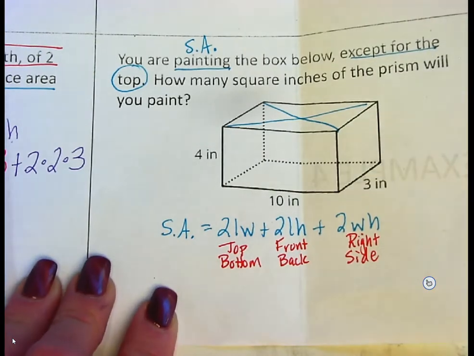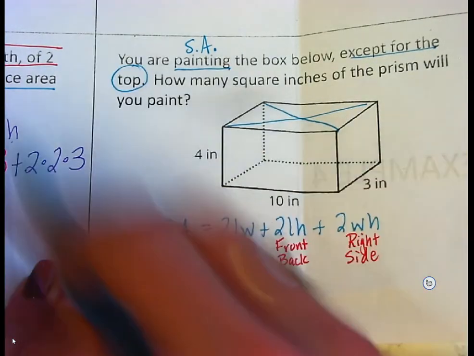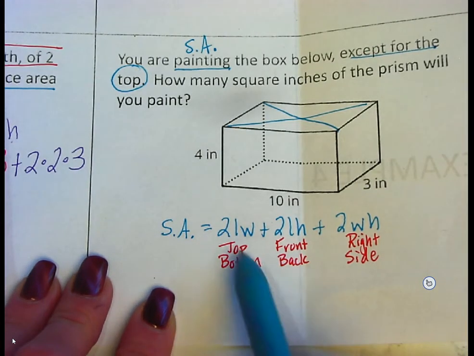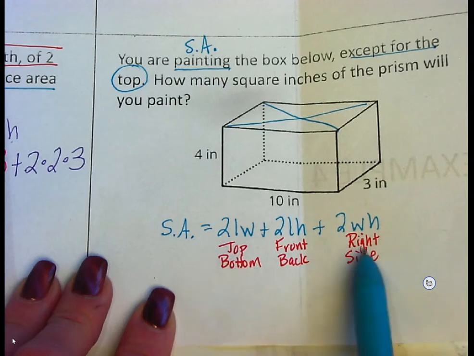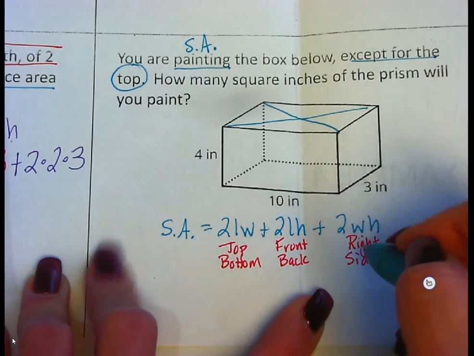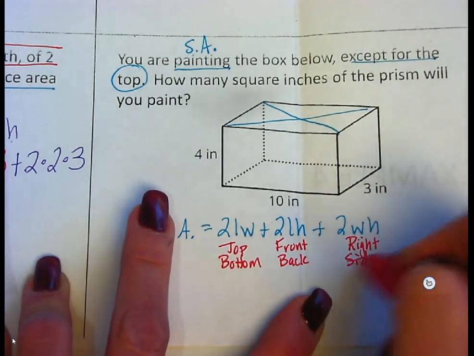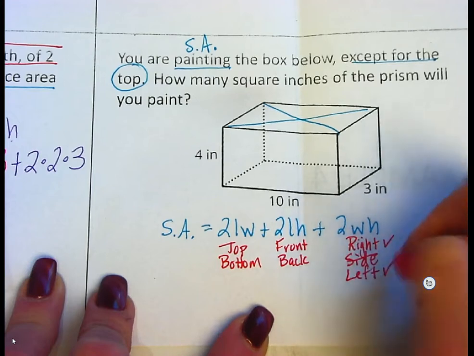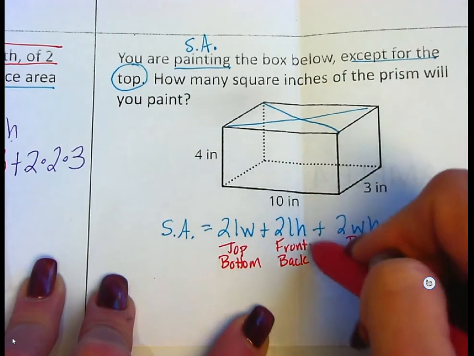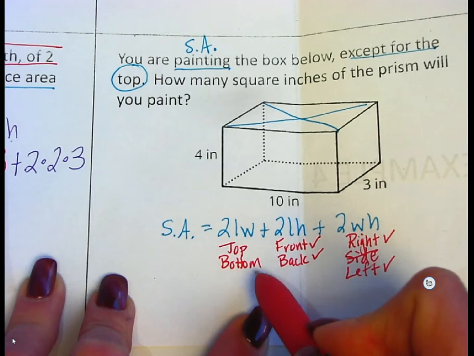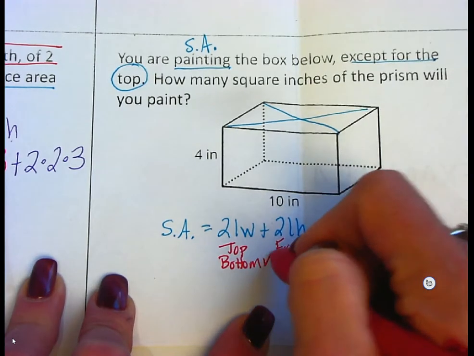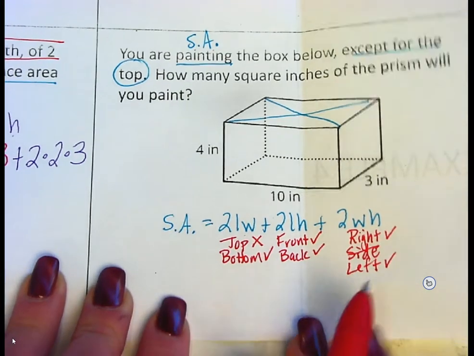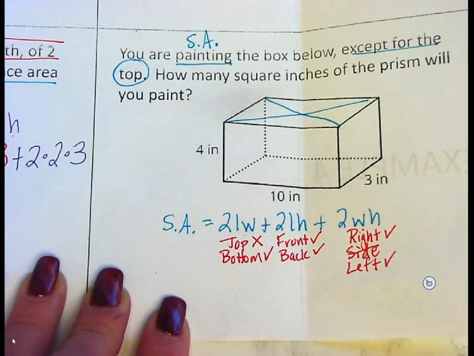Okay? So when I'm doing a problem like this and I'm not painting all of it, I'm not finding the surface area of the entire prism. Let's look at this. Am I going to paint the right side? Sorry, this should say right and left. Am I painting the right and the left? Am I painting the front and the back? And am I painting the top and the bottom? So I'm painting the bottom, but watch this, not the top. So in our formula, what should we do?